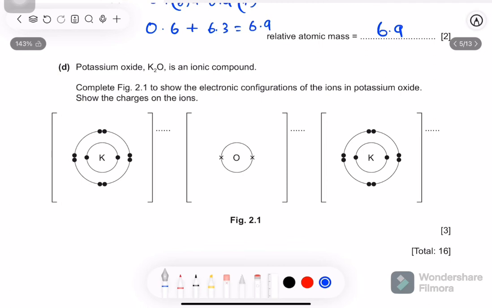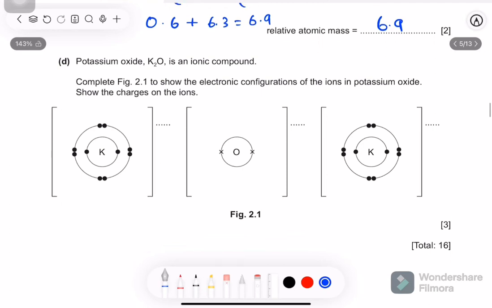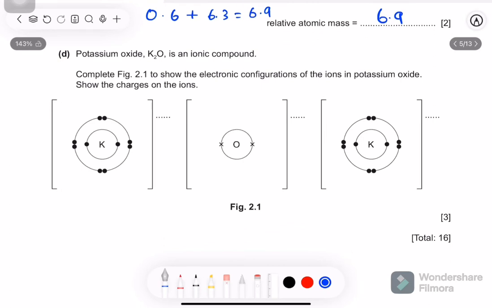Next, potassium oxide K2O is an ionic compound. Complete figure 2.1 to show the electronic configurations of the ions in potassium oxide. Show the charges on the ions. So we have to complete first of all the electronic configurations, meaning we will have to draw the electrons. Second, we have to show the charges. This is a potassium atom, this is a potassium ion, as it will have a charge.